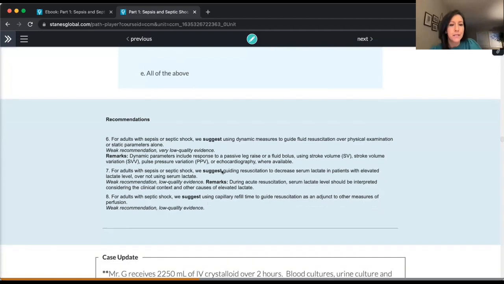So number 7 is we suggest guiding resuscitation to decrease serum lactate in patients with elevated lactate levels over not using serum lactate. During resuscitation, serum lactate level should be interpreted considering the clinical context and other causes of elevated lactate. So Dr. Meem touched on this a little bit earlier, but if you have access to serum lactate, they are recommending that you check it within that 1 hour bundle, and then use that value as the baseline and resuscitate your patient so that the serum lactate goes down. Dr. Meem, did you have something else you wanted to say about the clinical context and other causes of elevated lactate?